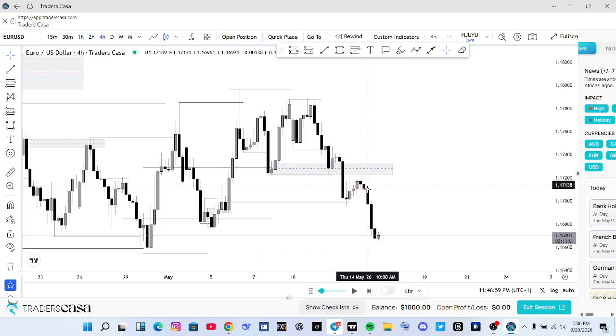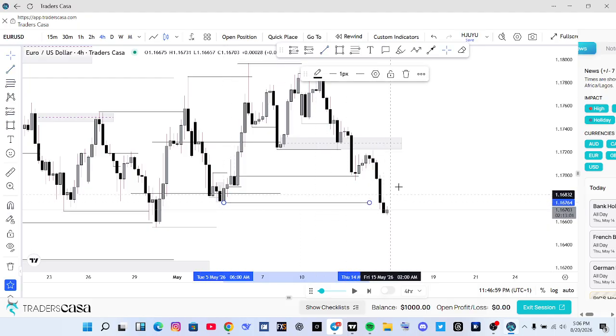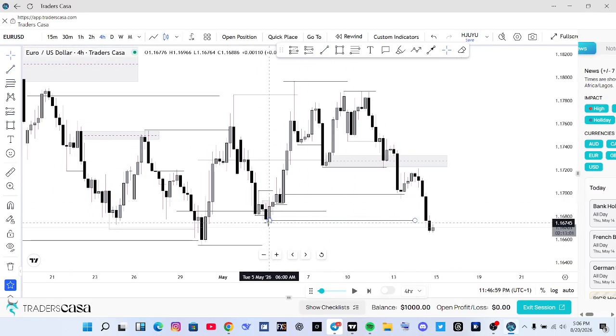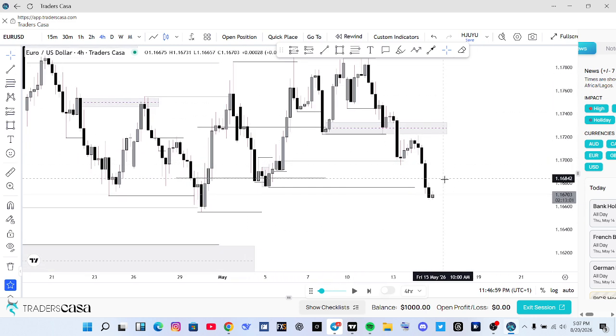Okay, price didn't touch there, but you can see that the market is selling. And finally, this liquidity zone has been taken out. Since this low was not able to cause a break or give us a break of structure, then it is a liquidity zone. So now, since price has given us a break below here, what are you expecting?